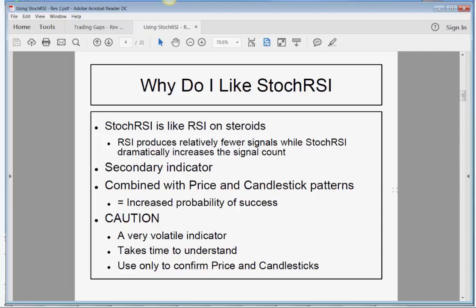My primary indicators are price and candles. When I combine those, there's an increased probability of success, especially when I have the secondary indicator. Caution, it's very volatile depending upon the settings. It takes time to understand how to use it properly, and it should only be used to confirm price and candlesticks. If you trade off it alone, you will lose money.